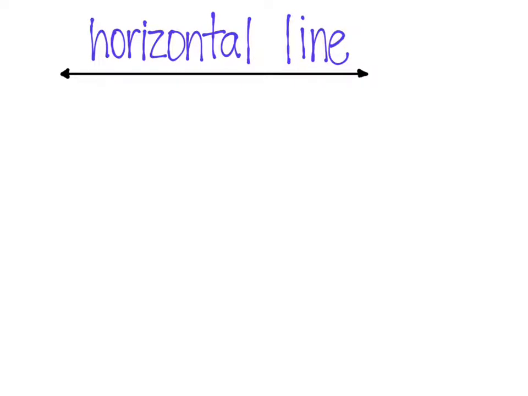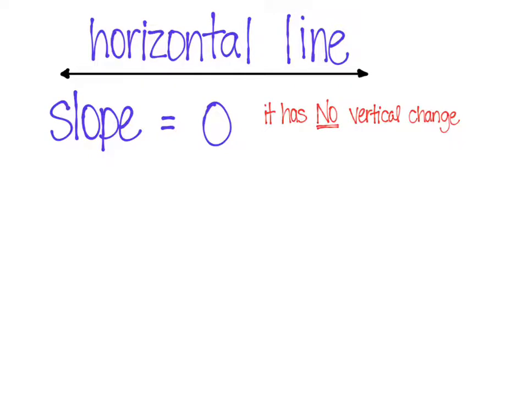There are two special cases to think about, and one is a horizontal line, one that is flat. If you thought about it, if you're walking on it, it's nice flat level ground. Well, a horizontal line has a slope of 0, and the reason it has a slope of 0 is it has no vertical change. It changes horizontally, but it does not change vertically. And so that vertical change would be y sub 2 minus y sub 1, which is 0, and that's where the slope being 0 comes from.